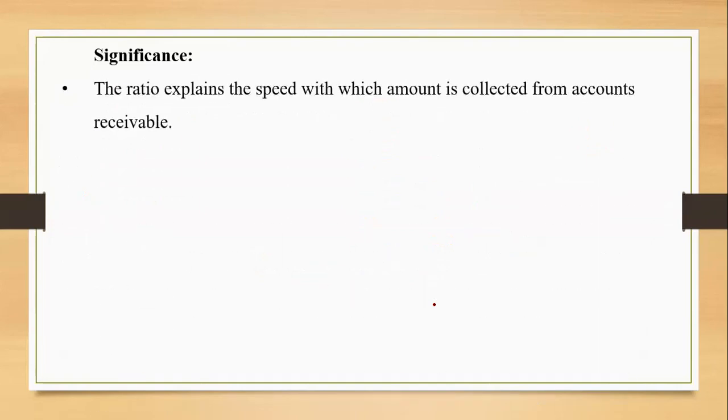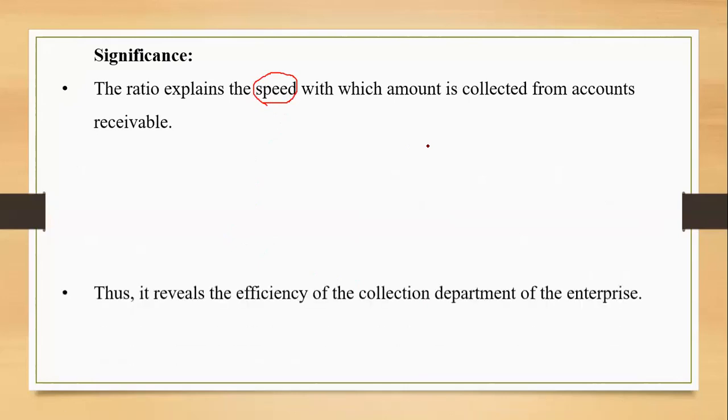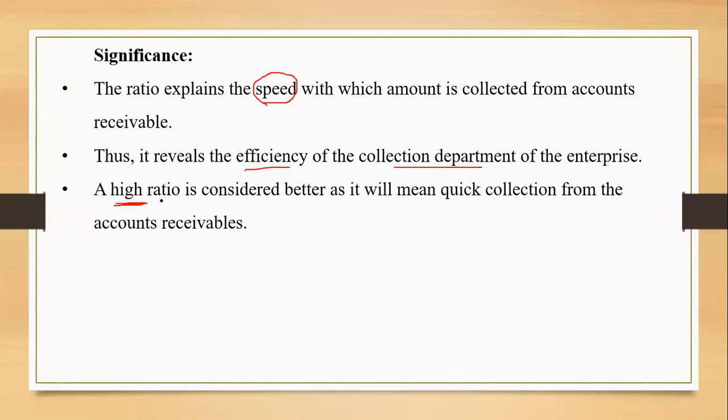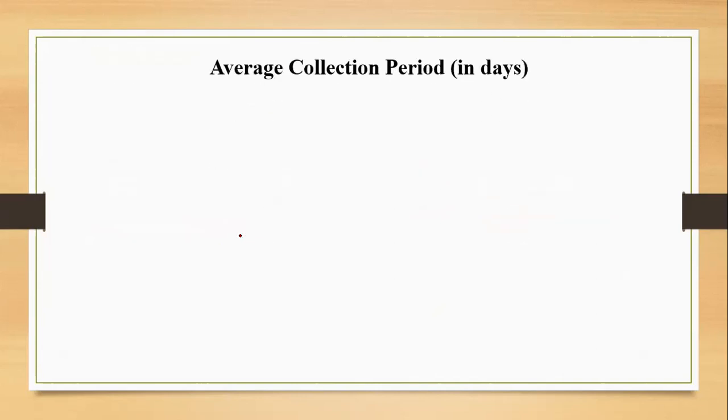What is the significance? Why do we calculate this? The ratio explains the speed with which the amount is collected from the trade receivables. Again, the same thing, the higher it is, the better. It reveals the efficiency of the collection department of the enterprise. A high ratio is considered better, as it will mean quick collection from the accounts receivables.